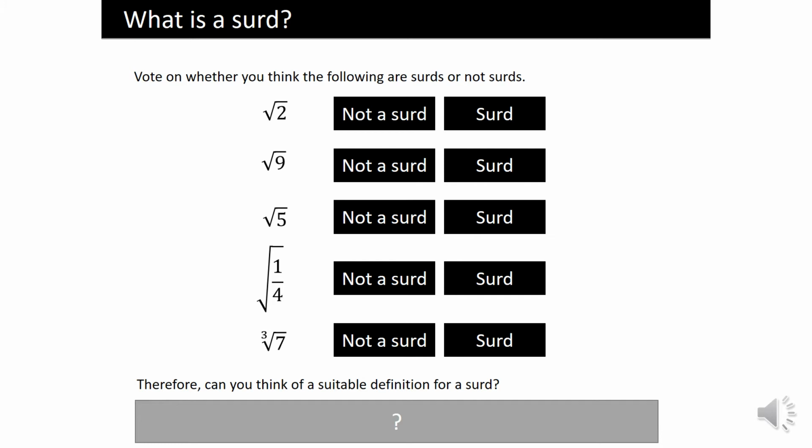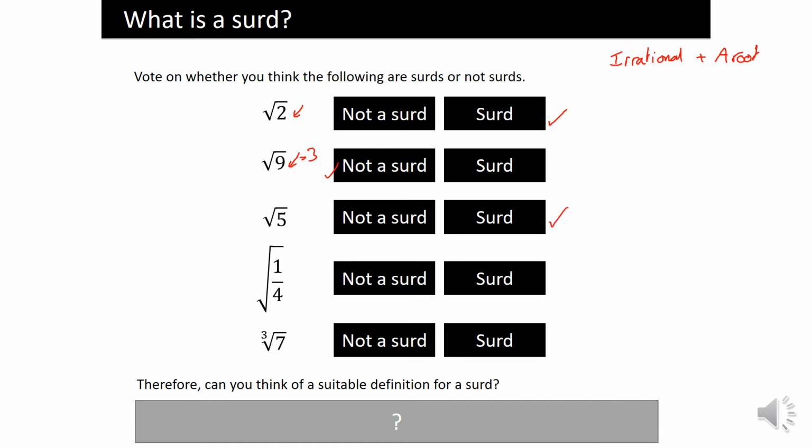So root 2, we saw already, we can't simplify this down, so this is actually a surd. Root 9, we saw that simplified to 3, which is rational. So a surd needs to be irrational and a root. So all of these are roots, so we're basically just checking are they rational or irrational. So this one is not a surd because that one equals 3. Square root of 5, we can't simplify at all, so that would be a surd.